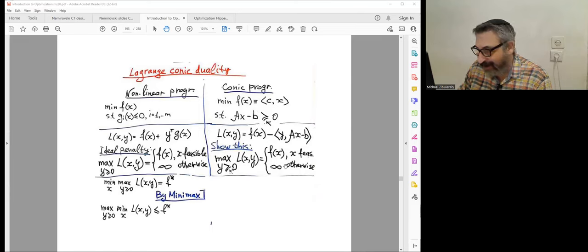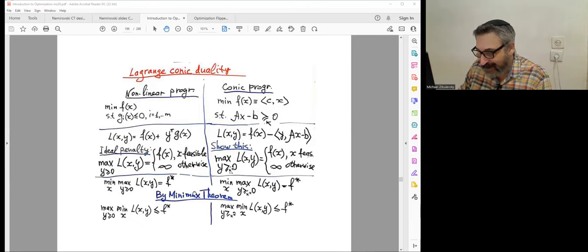If I have this ideal penalty, then if I minimize it in x, I get my solution. And here the same, this is the ideal penalty for the conic programming problem. If I minimize this in x, for feasible x I get my objective, and this penalty will not let me go outside of this area. So it's F star. In both cases, I get the optimal value. Now, if I flip the order of max and min, then by the minimax theorem I get something less or equal than min max. And this is exactly the big duality that we have.